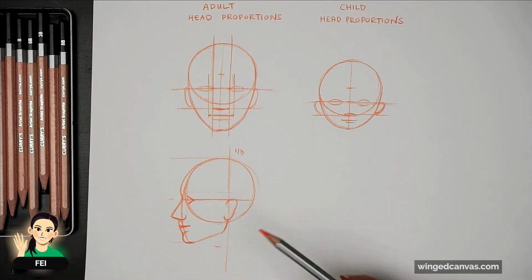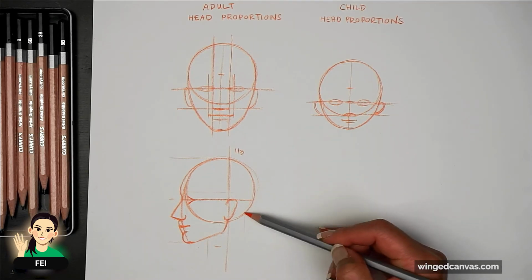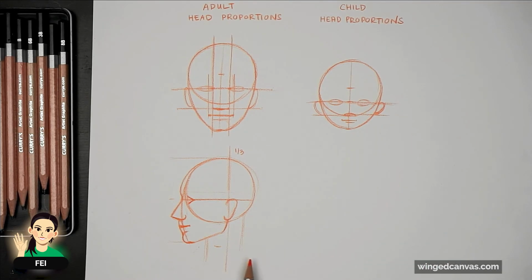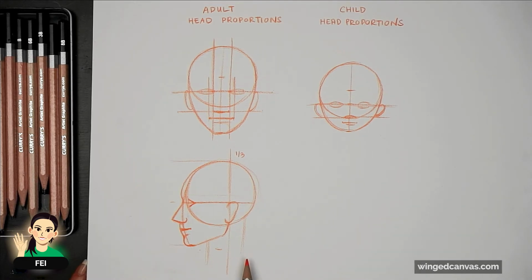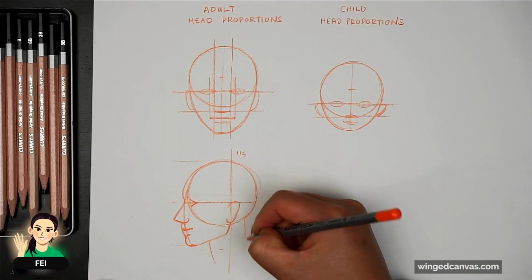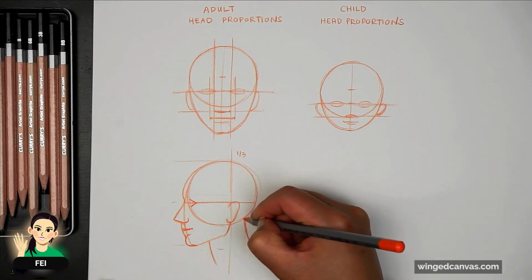A lot of people will just draw the neck like this, straight up and down. If you've drawn a neck like that, it's incorrect. Your neck should actually curve. So it curves back like this.